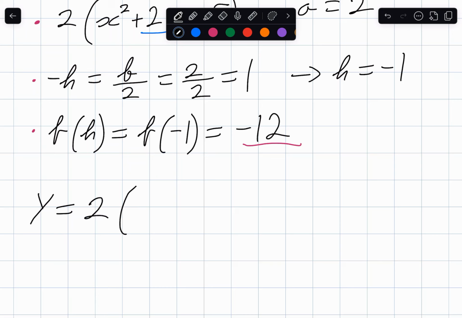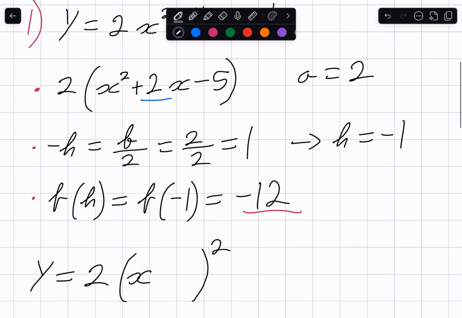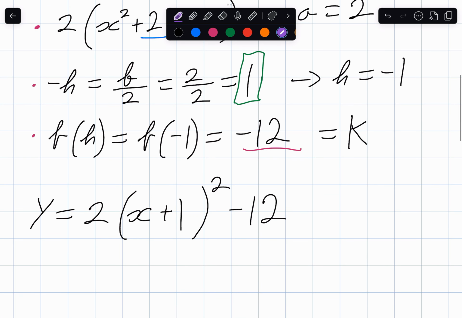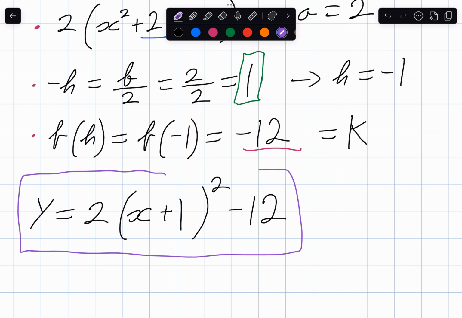And simply, we write our final form as 2, and inside the bracket, so the full bracket is squared, inside the bracket is going to be x, and then we put in what we found minus h as, which is 1, so it's going to be plus 1, and we simply just add the k, minus 12, into the final form, and that's it. That's how we successfully complete the square or the vertex form.